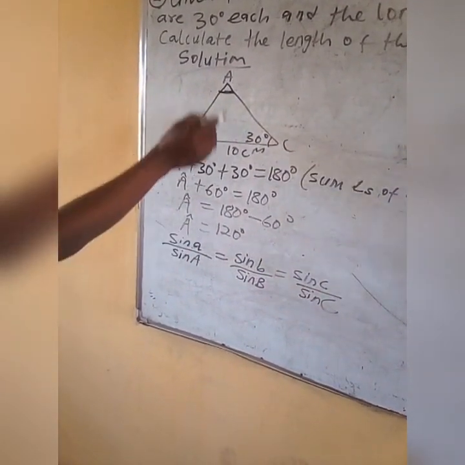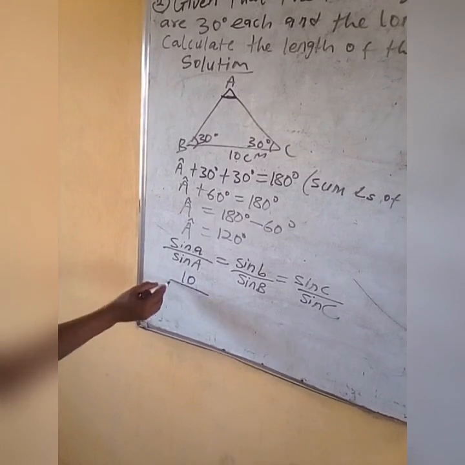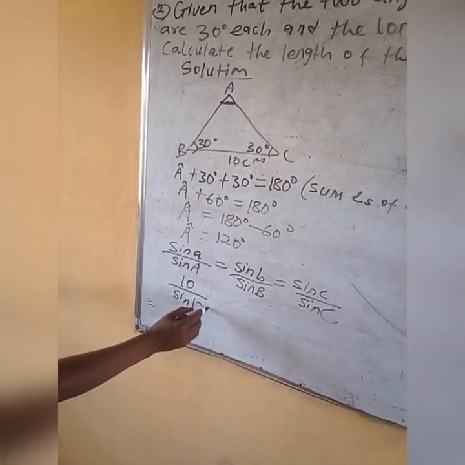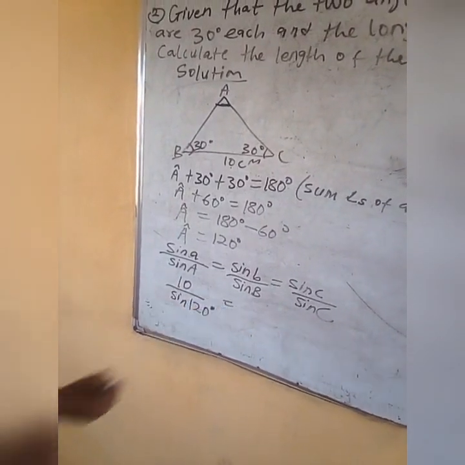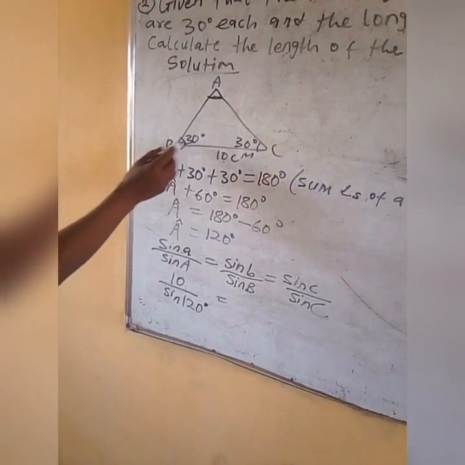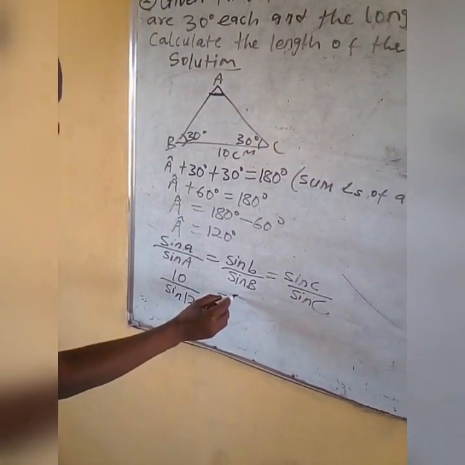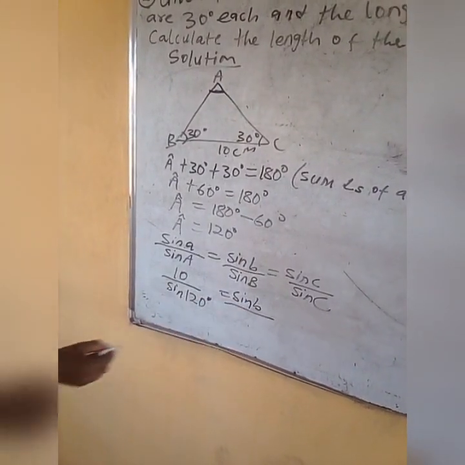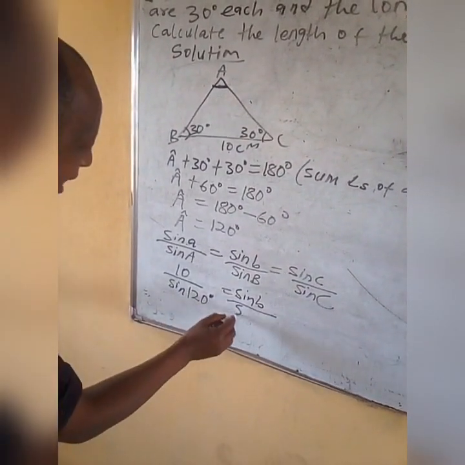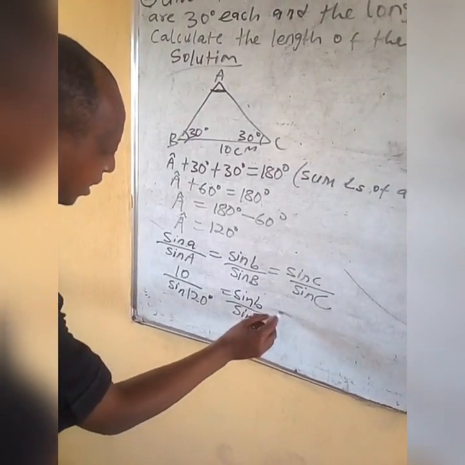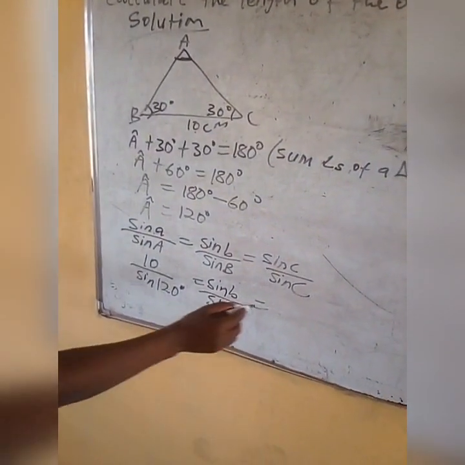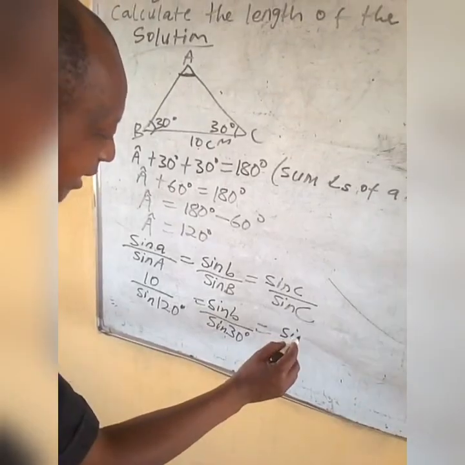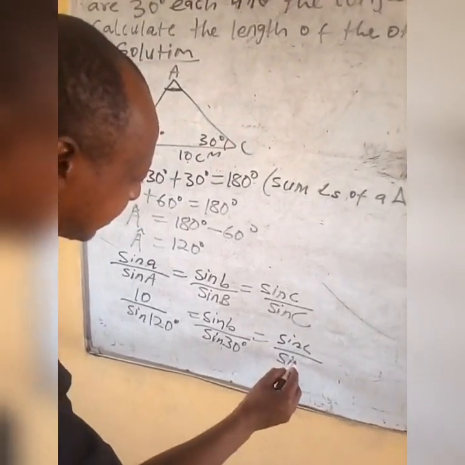Small a is this 10, so 10 all over the big A, which is sine 120 degrees. Then sine small b all over the big B, which is sine 30 degrees, equals the other one, sine small c all over sine big C, which is 30 degrees.